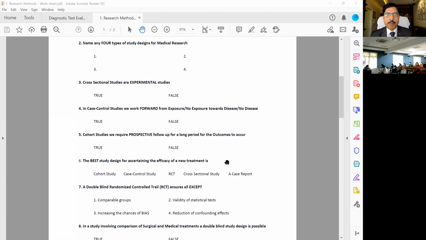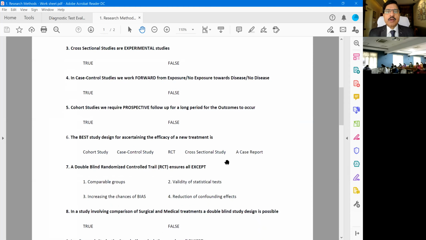Cohort studies, we require prospective follow-up for a long period of time for the outcome to occur. Very much true. Because supposing I wanted to know the lung fibrosis in COVID patients. COVID is supposed to produce pulmonary fibrosis. How do I do that prospective study? Take 100 people who have survived from COVID, mild, moderate, or severe, whatever it is, and then take normal people also who have never had COVID and prospectively see how many of these people develop lung fibrosis in those without COVID versus mild, moderate, severe COVID, how many develop in future.